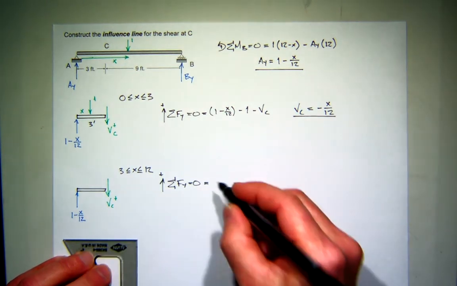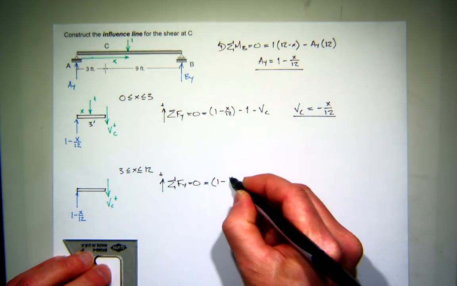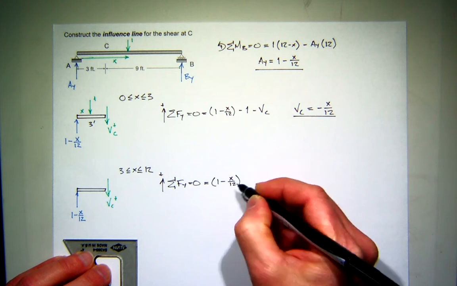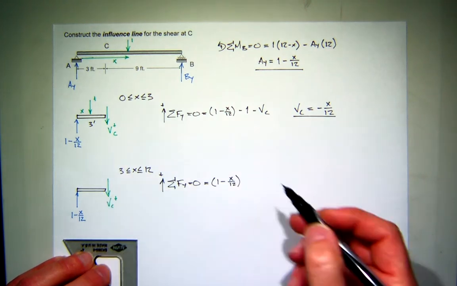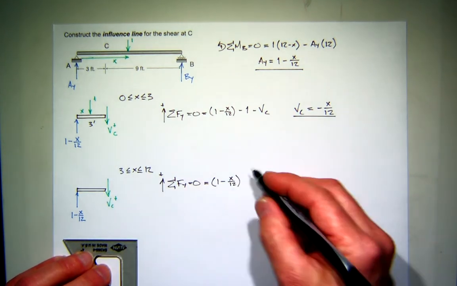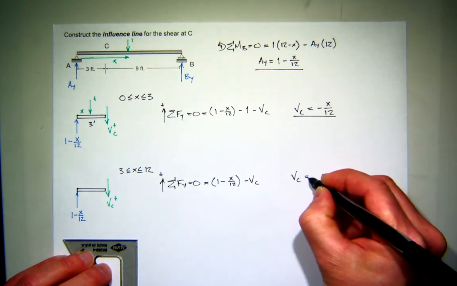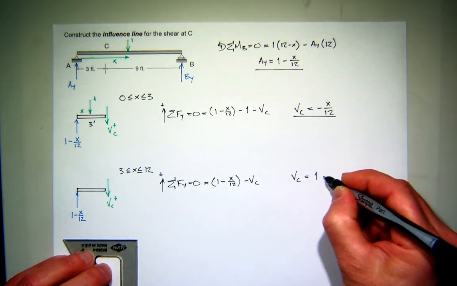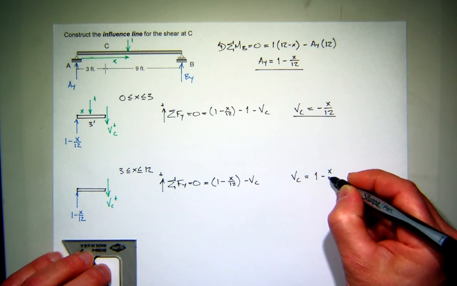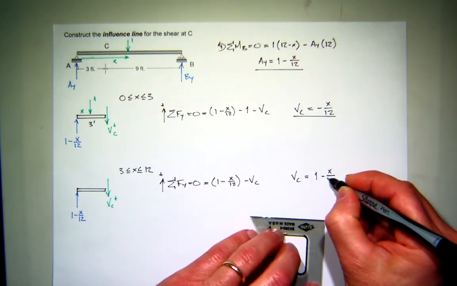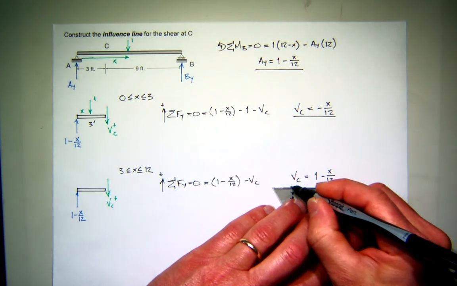So I have Ay acting up, 1 minus x over 12. Now my one force is left, so I don't have to worry about that. And then I just have minus my shear. So it looks like my shear force is just equal to 1 minus x over 12. So you don't have to go to the other side, you stay on the same side.